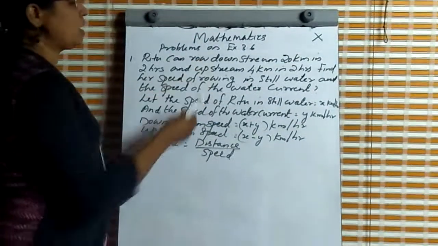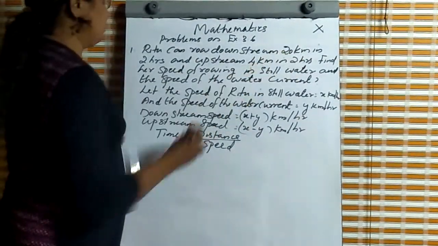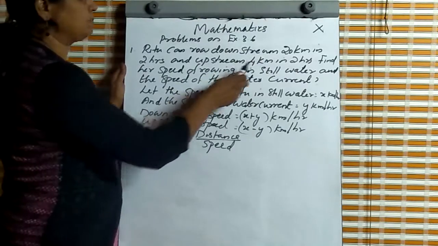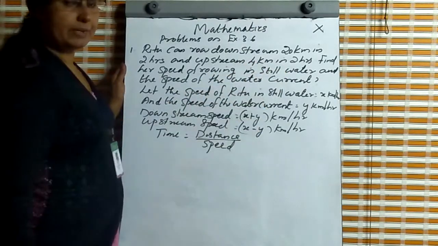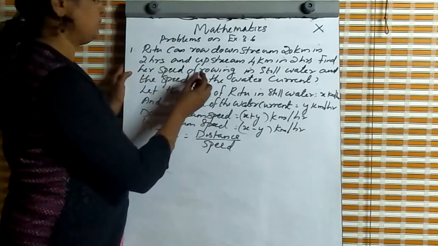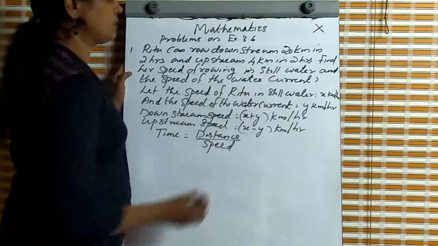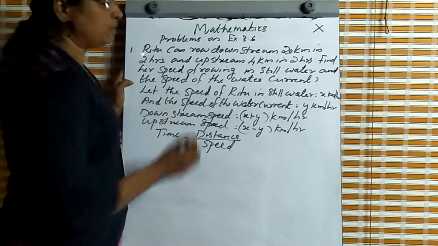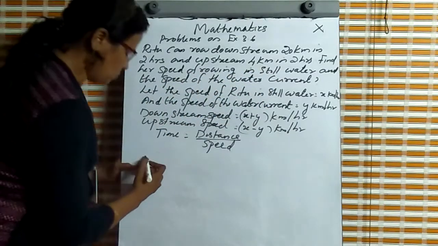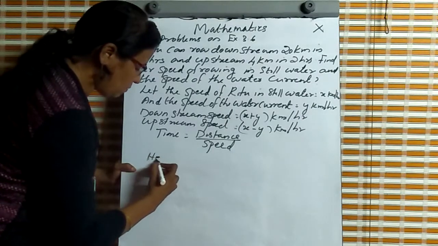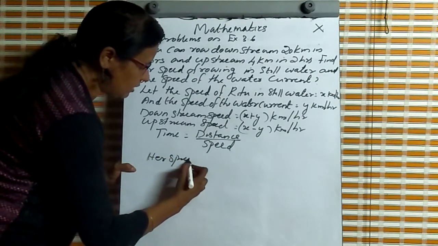Ritu can row downstream 20 km in 2 hours and upstream 4 km in 2 hours. Find her speed of rowing in still water and the speed of the water current. Here we assume her speed of current in still water.